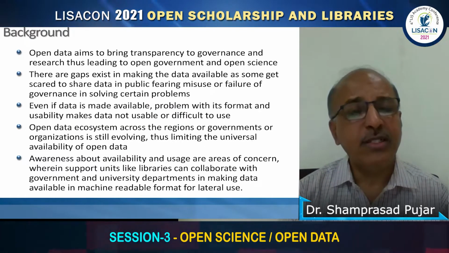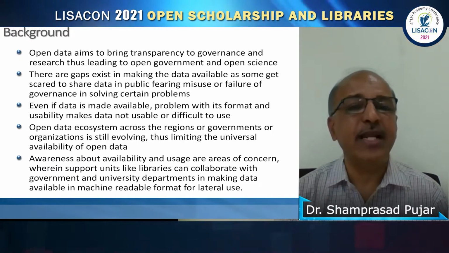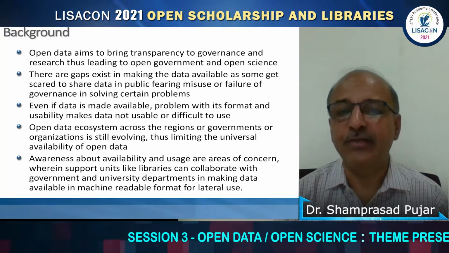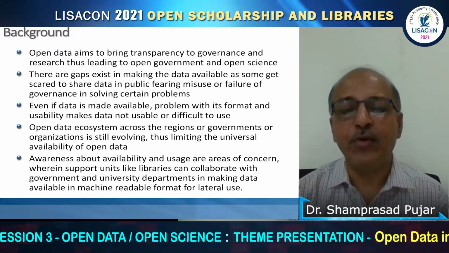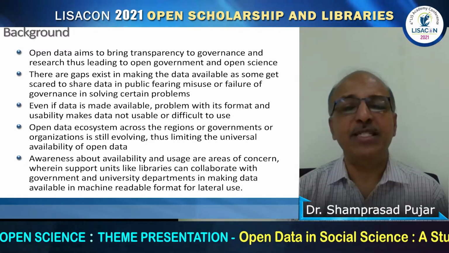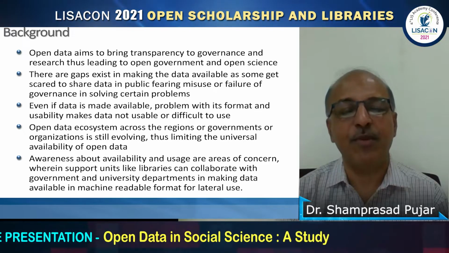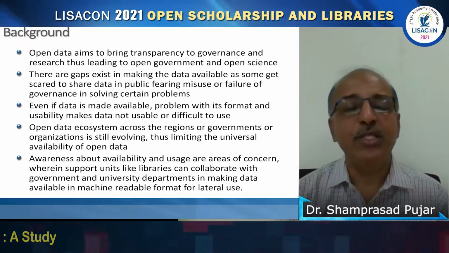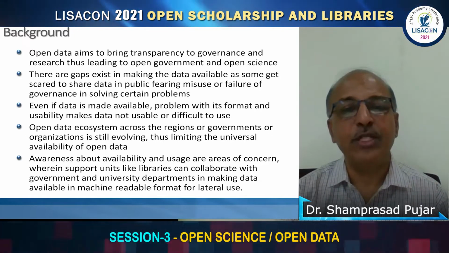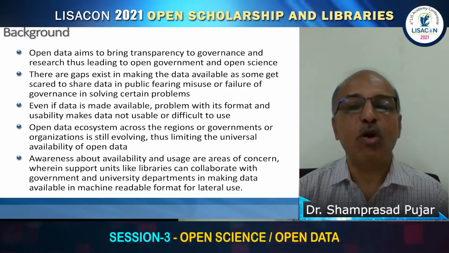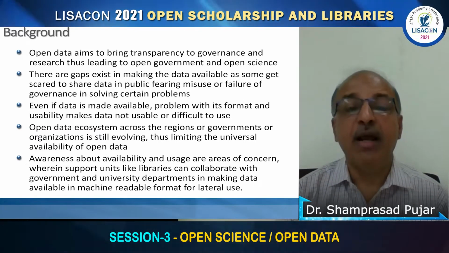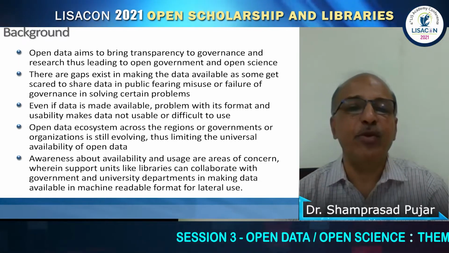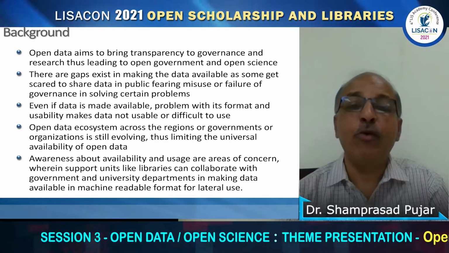Why did the open data concept come into the picture? It aims to bring transparency to governance. For example, the government wants to provide governance in a very clear-cut manner. And in research, for example, if I am doing research on a particular thing and I make available my lab reports and the data I have collected, then it gives a very clear, transparent picture of all the data used in my research paper or in the government's policies. This leads to open government and open science.